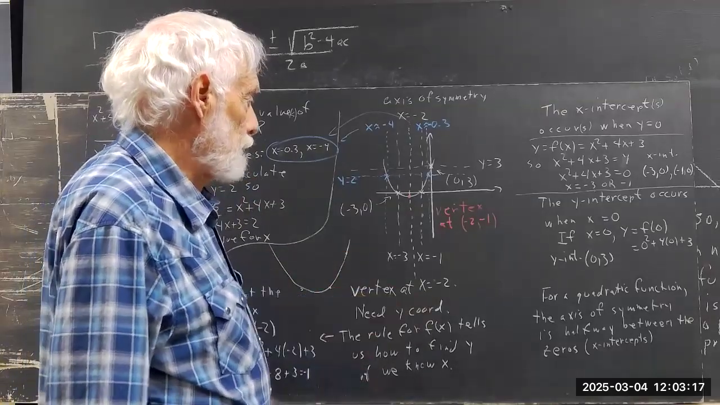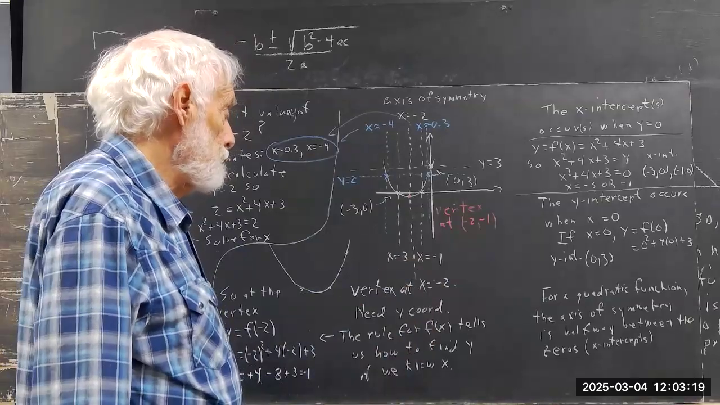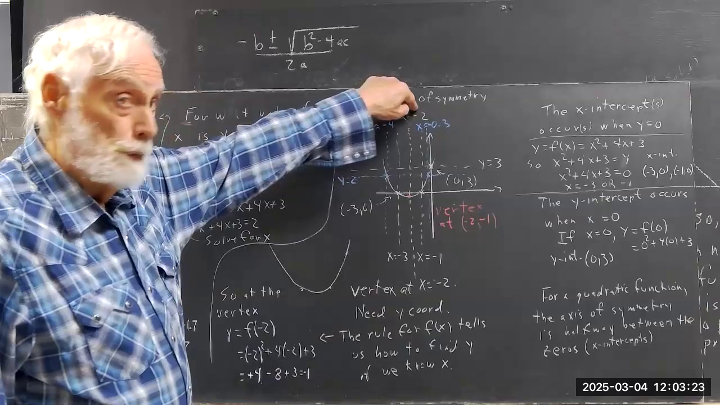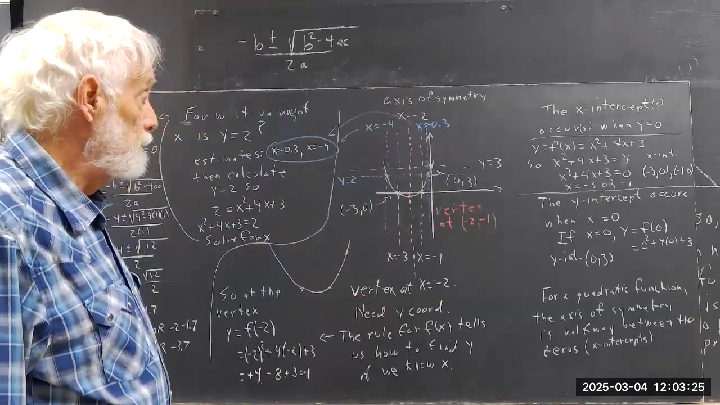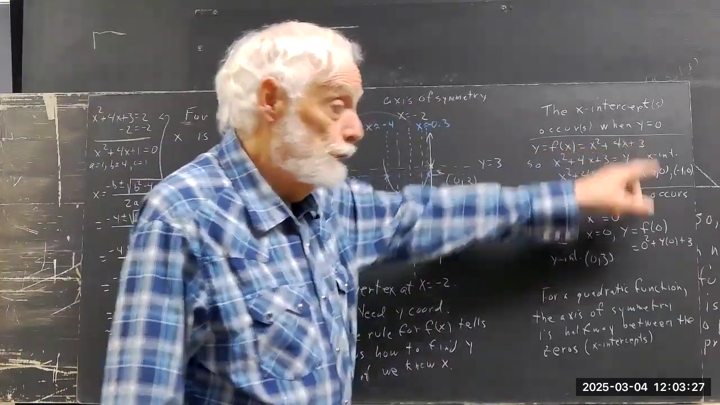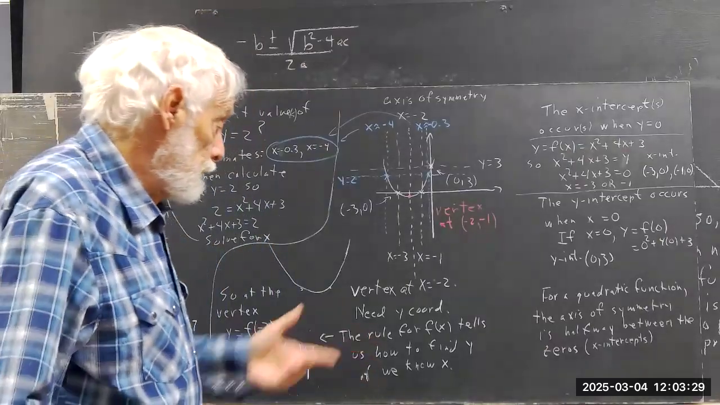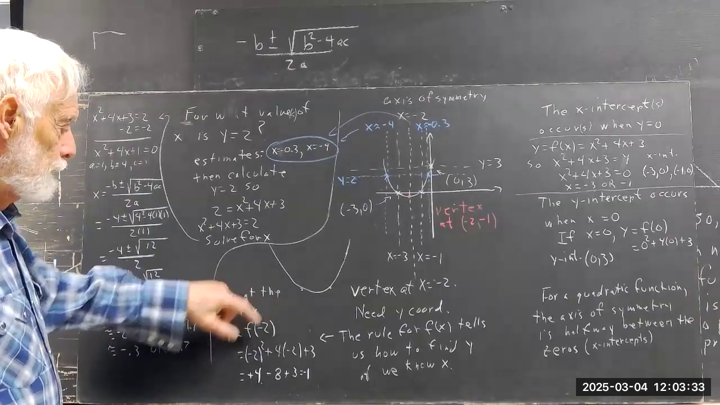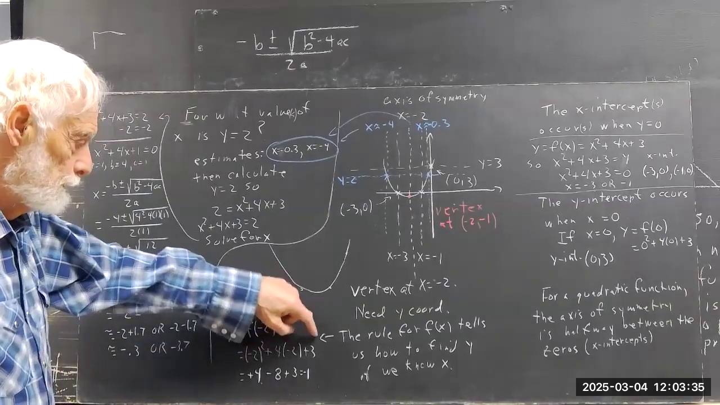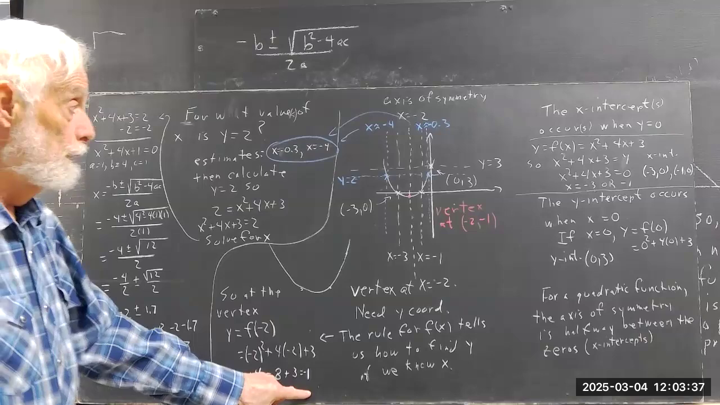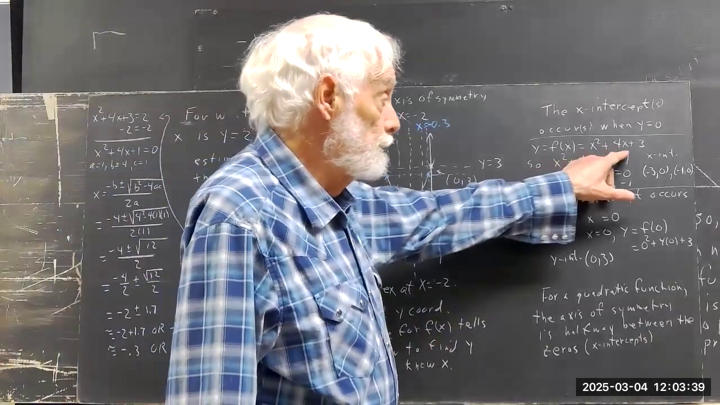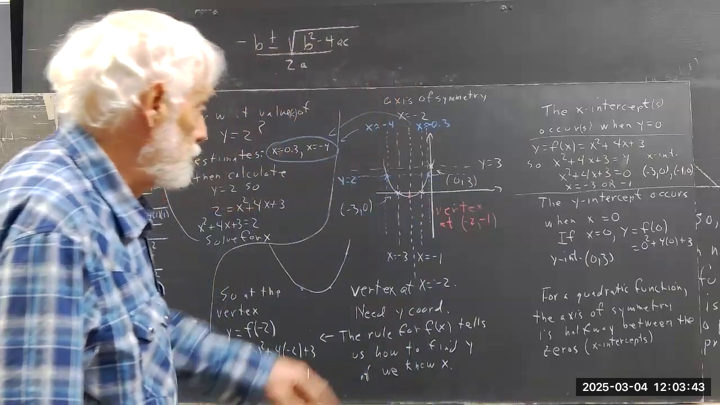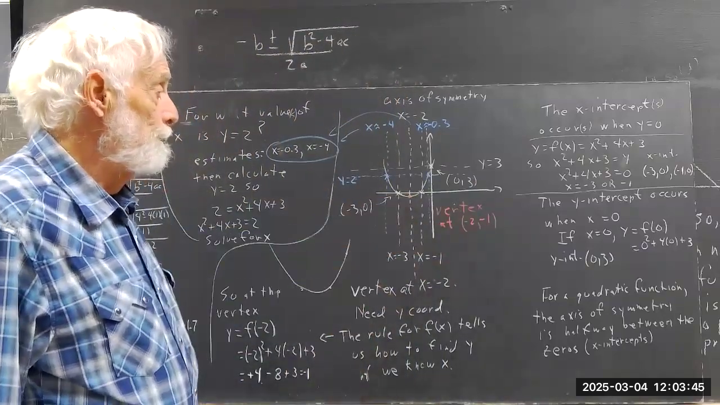Then you want to find the vertex. What are the coordinates of the vertex? Well, the vertex occurs on the axis of symmetry, so x is -2. How do you get the vertex? You plug in x equals -2, and the vertex is at y equals f of -2, -2 squared plus 4 times -2 plus 3. Gives you -1. Again, just replace x with -2, you're going to get -1. So the vertex is at (-2, -1).